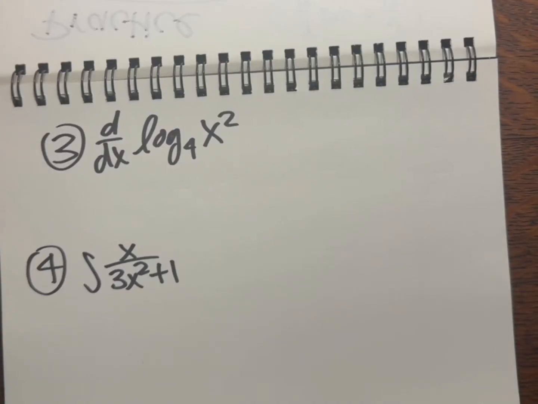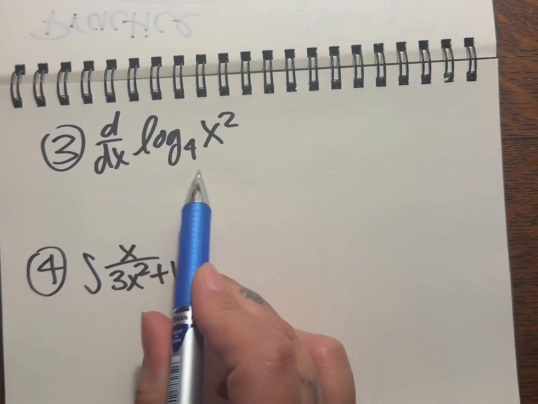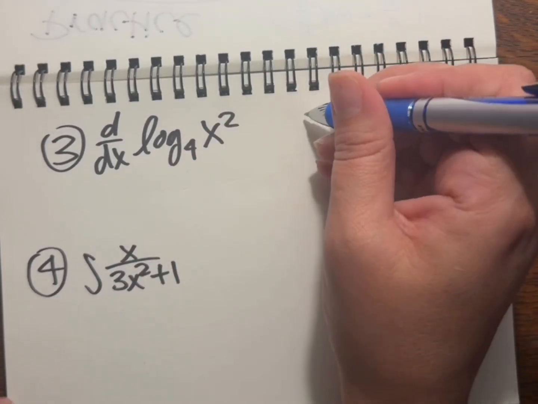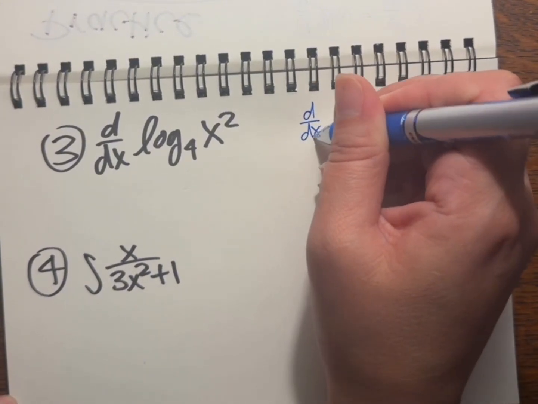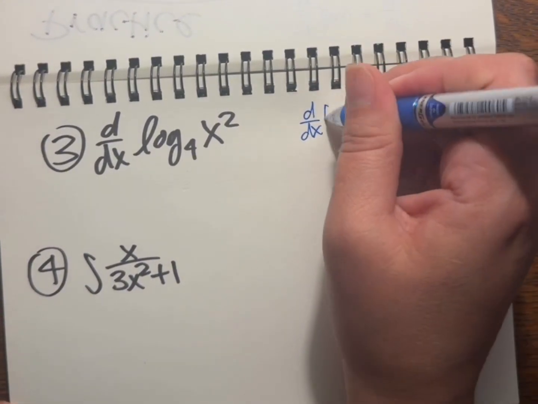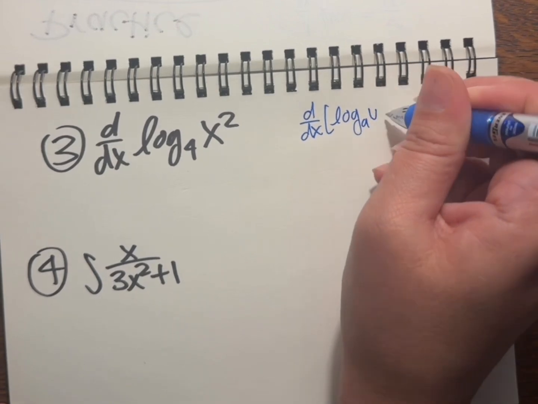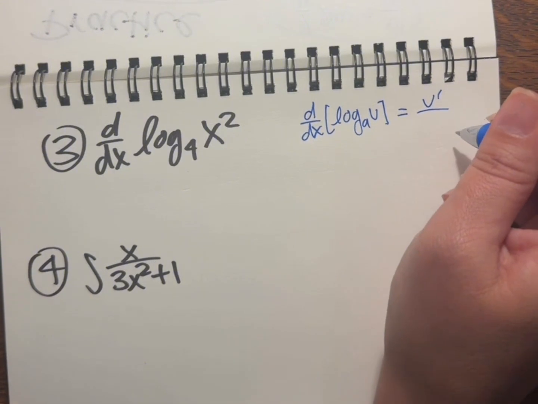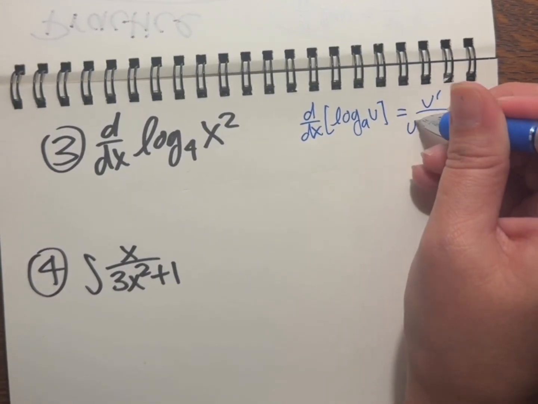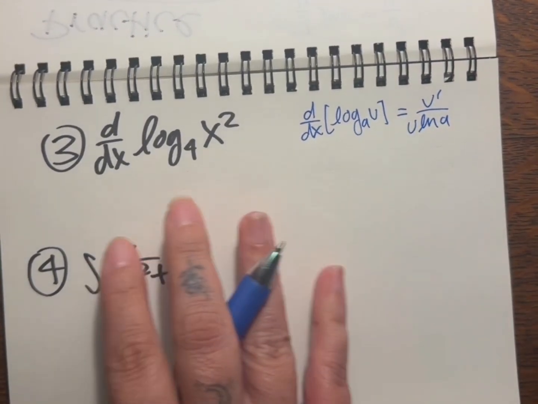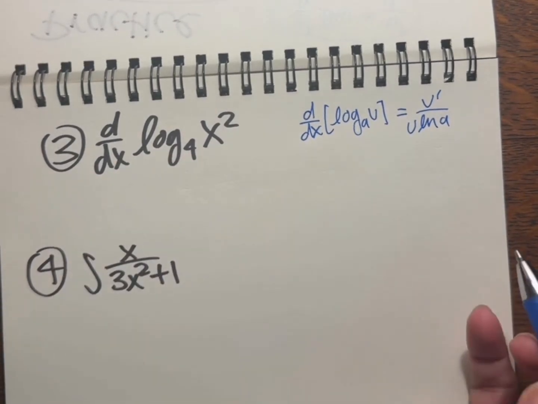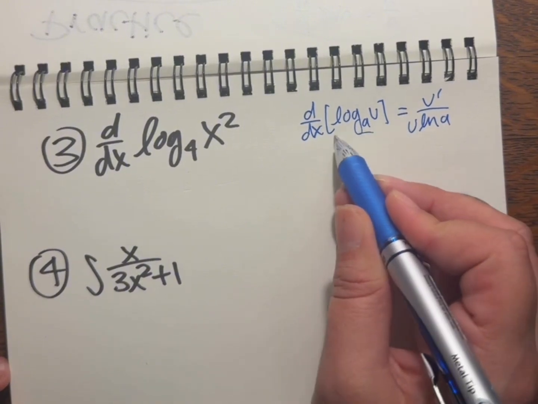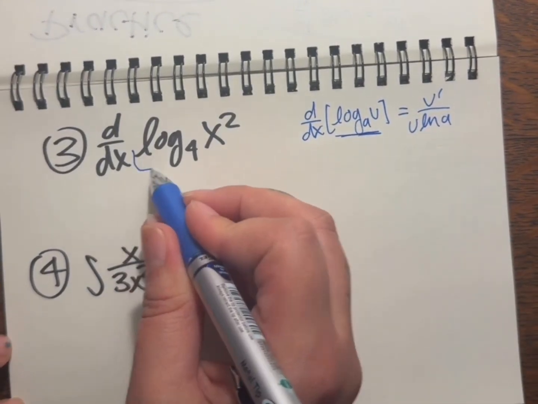For this next problem, we have a log that is not base e, so this has base 4. For these types of logarithms, we use this formula: u prime over u times ln a. I start off by identifying our u, a, and u prime. So we look at this kind of format. This is the format that this here has.